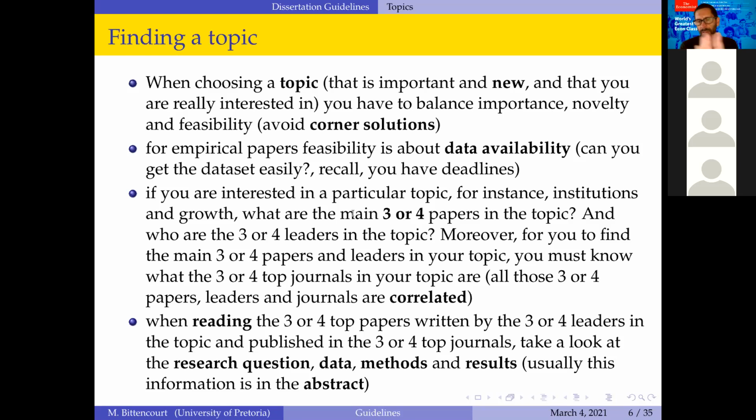There are lots of data sets available, free of charge, easily downloadable. So make sure that your data is one of those. Okay, you have deadlines.